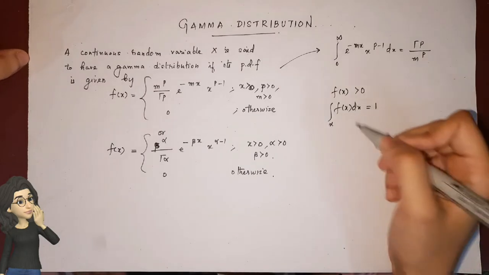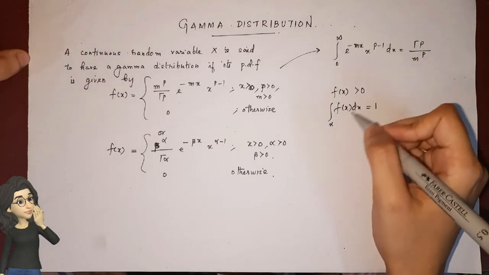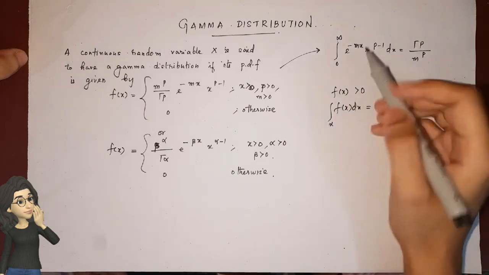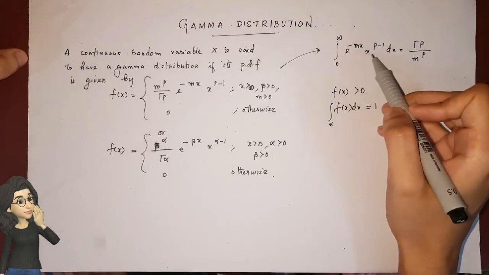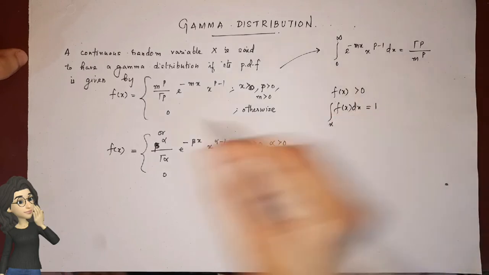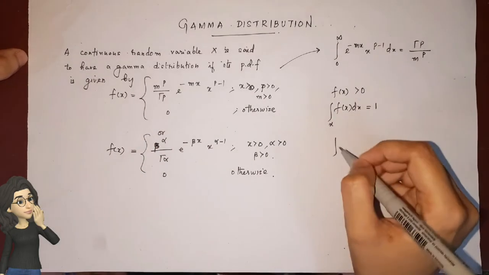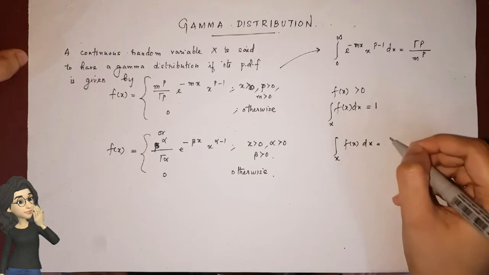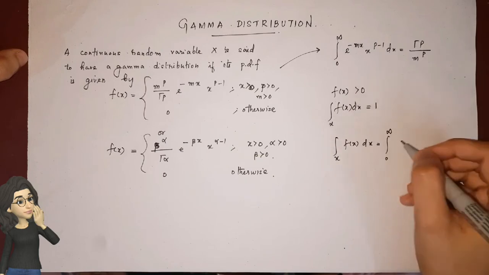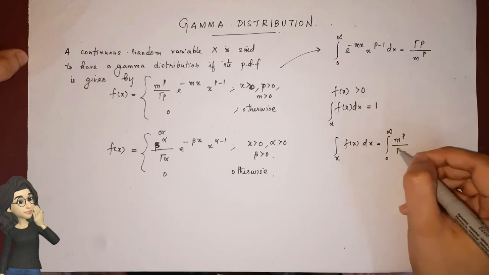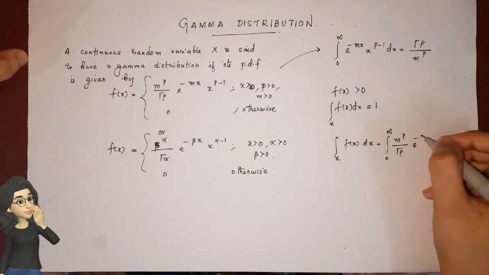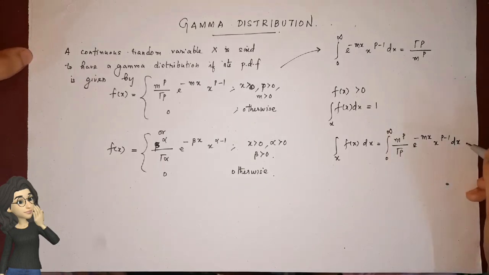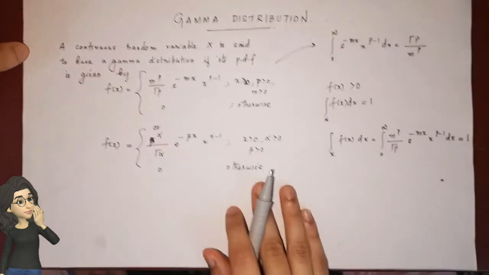Now we are going to check whether the integral over x of f of x dx is equal to 1. If this is equal to 1, then we are going to check what the integral from 0 to infinity of e raised to minus mx, x raised to p minus 1 dx is. So the integral over the range of x of f of x dx is equal to the integral from 0 to infinity of m raised to p divided by gamma p, e raised to minus mx, x raised to p minus 1 dx. And we know it is equal to 1 since this is a PDF.